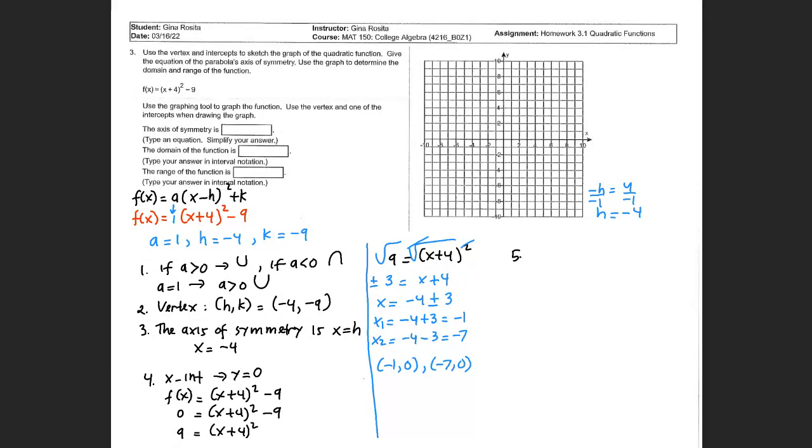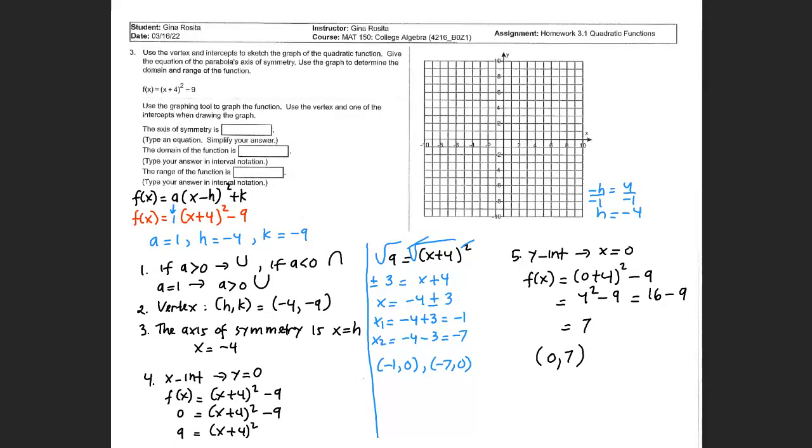So 5, the y-intercept is when x equal 0. So f of x equal 0 plus 4 squared minus 9. The answer is 0 plus 4 is 4, squared is 16, minus 9 equal 7. So we find the point here: x equals 0, y equal 7.